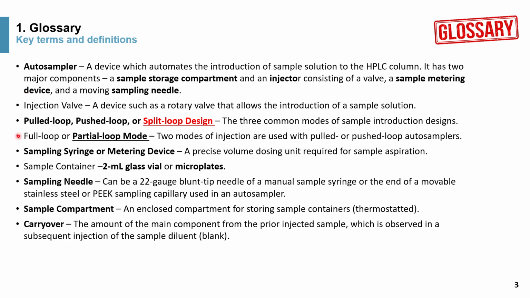There are several types of autosampler, such as pulled loop, push loop, and split loop design. The split loop is the most modern and is used by most modern autosamplers. Most would operate in the partial loop mode rather than the full loop mode.